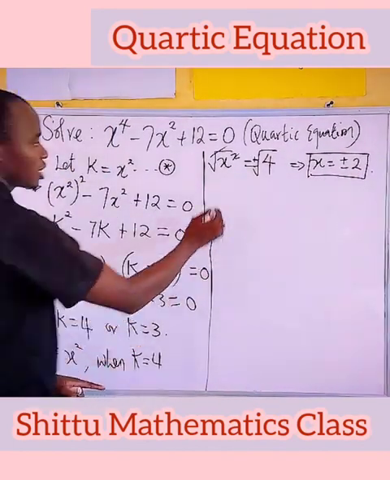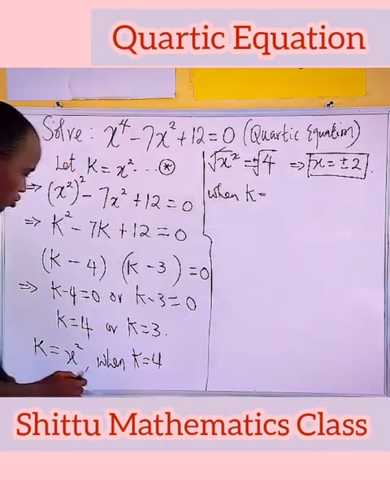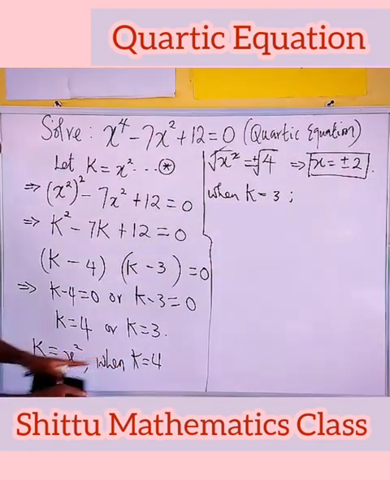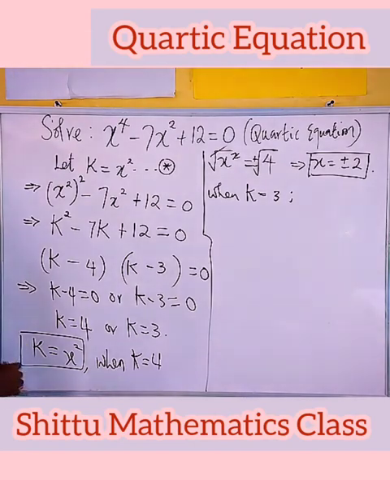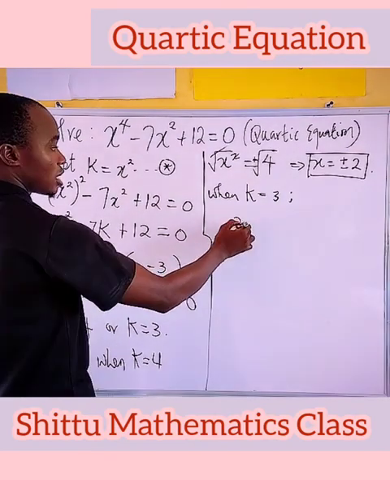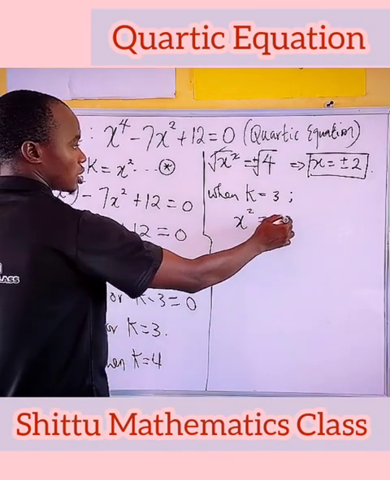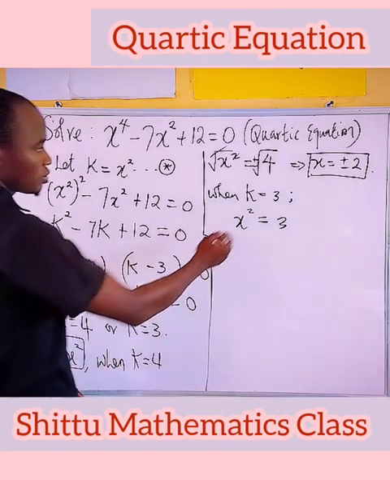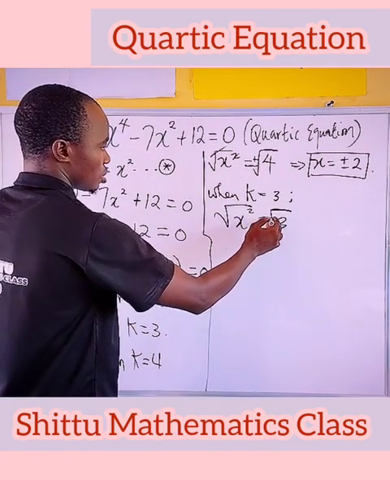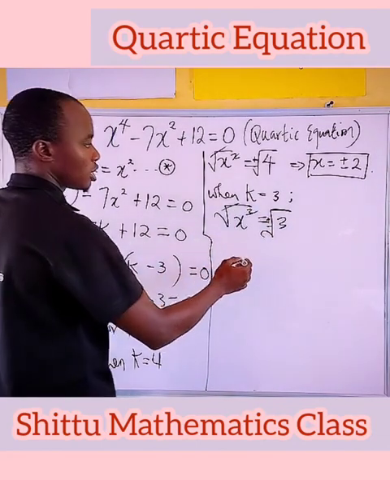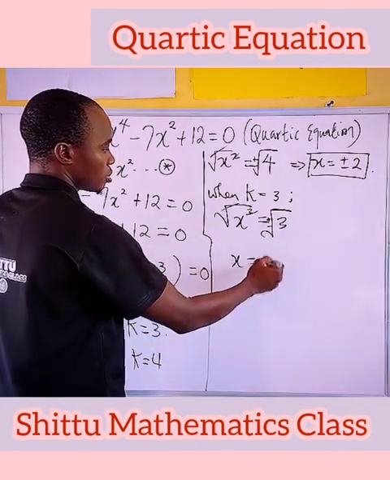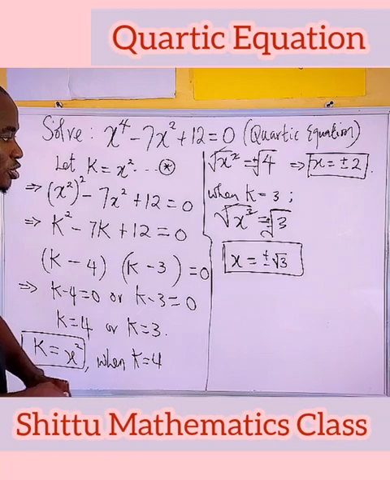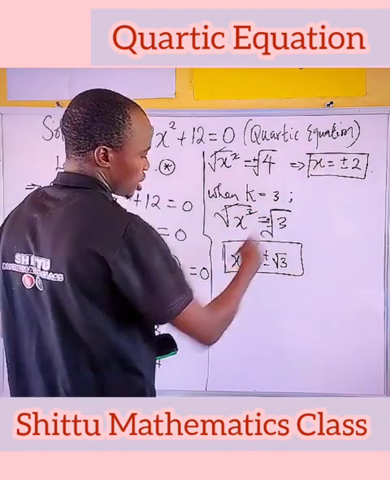So therefore, when k equals 3, do you understand now? We are going to have x squared. We are using this as a means of substitution. So x squared equals k, and k is 3. Is that understood? Now from here, what's the next thing we are going to do? We take the square root, this will be plus or minus. We cancel this one here, so we have x equals plus or minus root 3. And these are another set of solutions.